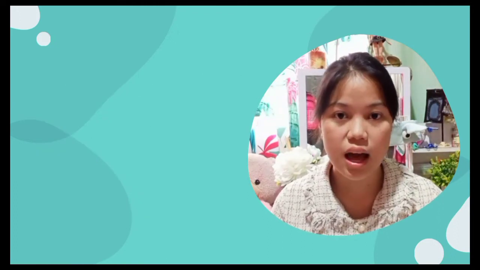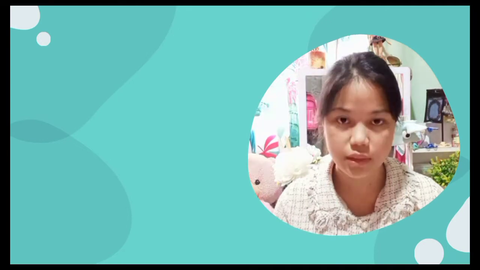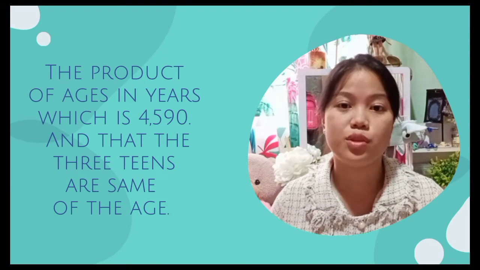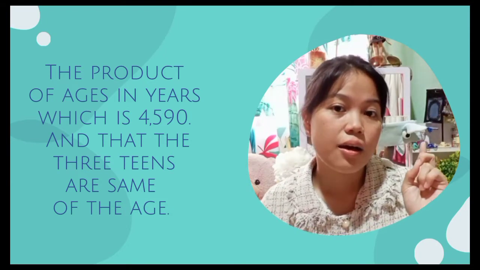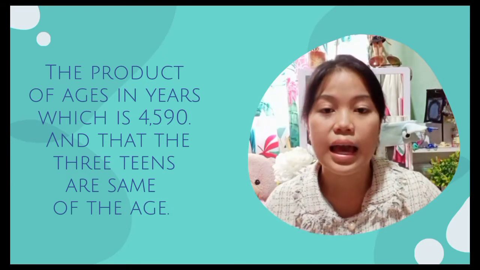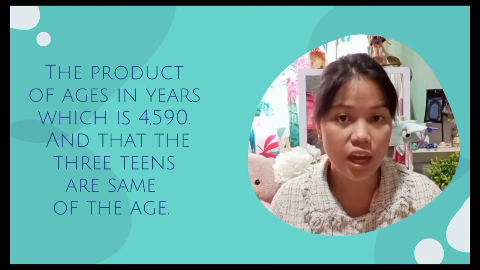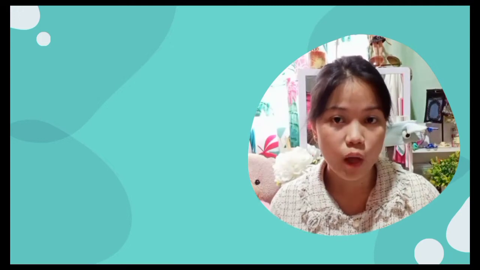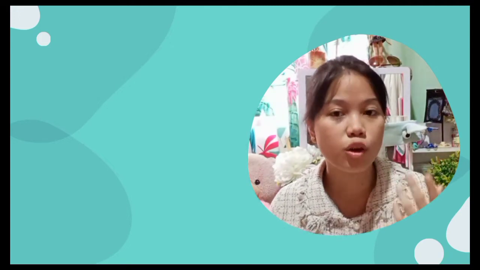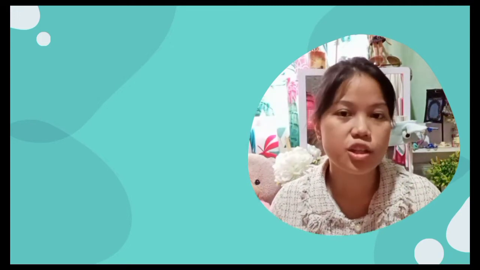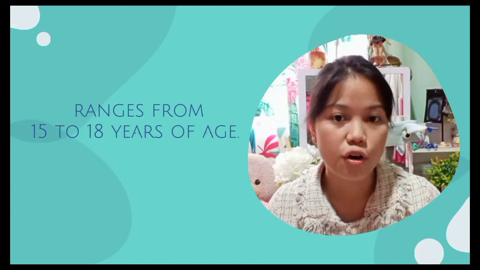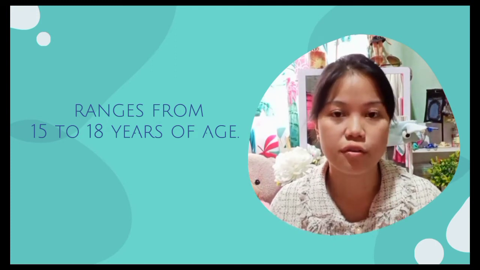So let's try and analyze it first, gather some data. We have the product of ages in years, which is 4,590, and that the 3 teens are not of the same age. What are we looking for? Of course, the ages of those teenagers. We all know that teenage years range from 13 to 19, but here let's consider 15 to 18 years of age.